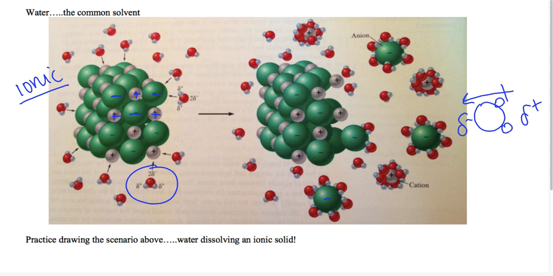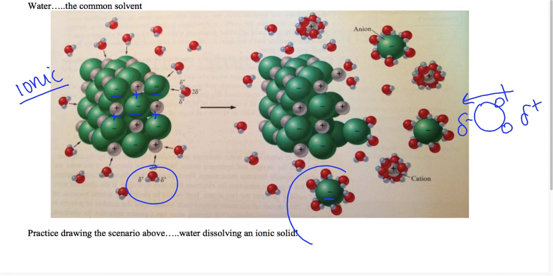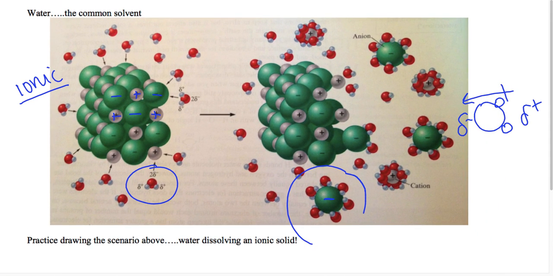So if we look here at this anion, this negative ion is surrounded by water, and the water is oriented where the positive side of it is electrostatically attracted to the negative ion. And so that attraction between the two is not a bond. It's an electrostatic attraction, just like magnets. Okay? Sort of like magnets, not exactly like magnets.